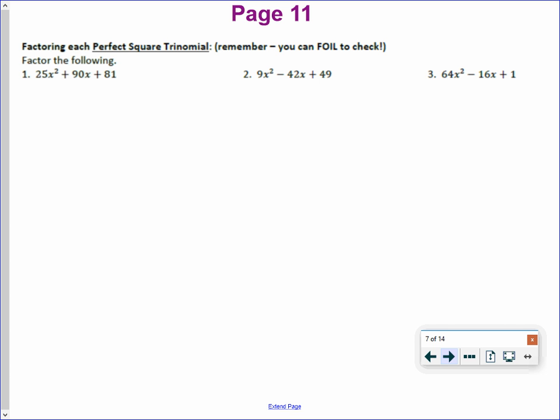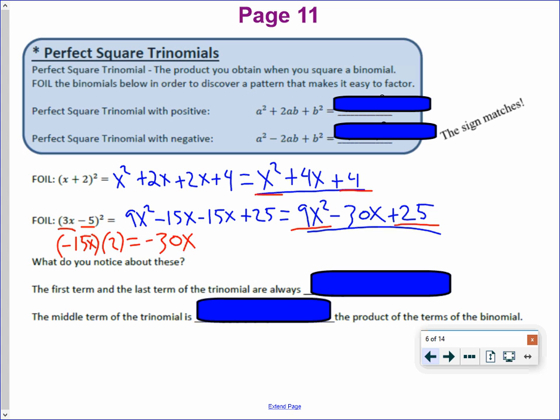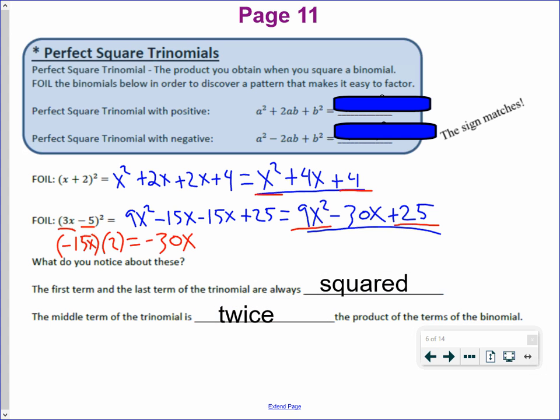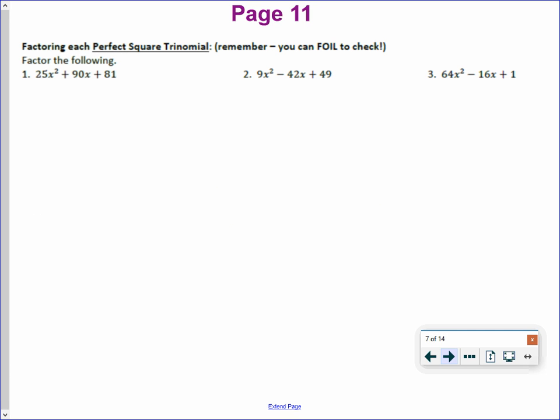If you remember from the previous slide, what we said in the bottom here was that the first term and the last term of the trinomial have to be squares of another number. And the middle term has to be twice the product of the terms of the binomial. So first thing we're going to do is check the first and the last terms of the trinomial and see if it's a square of another number. 25x squared is the same thing as 5x all squared, and 81 is the same thing as 9 squared.